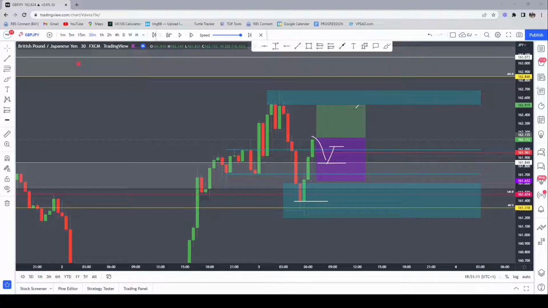Okay, so looking at those options, no structure on the 15, no structure on the 30, a big stop loss. However, relative to target, it doesn't matter to me. My stop is in a safe place, I believe, so that's all that matters.